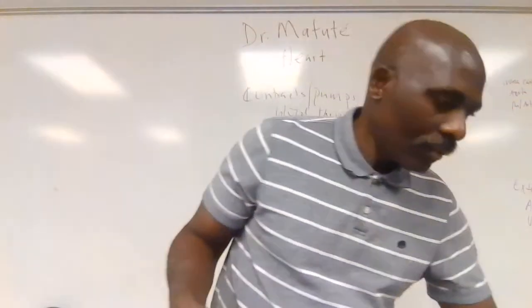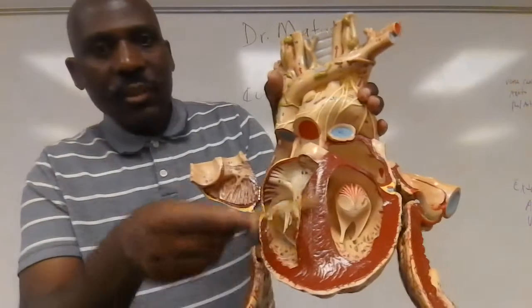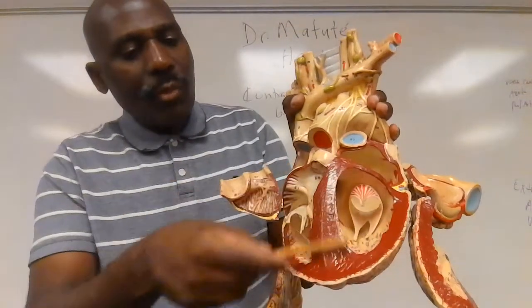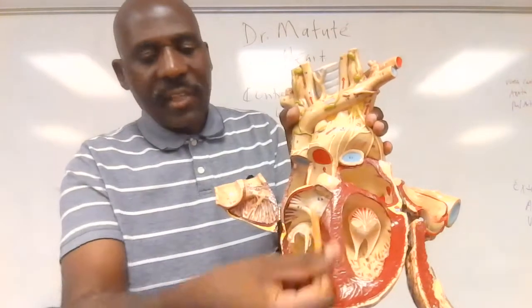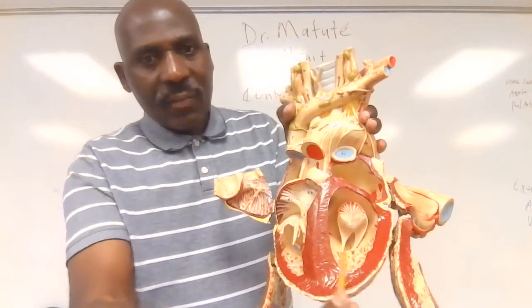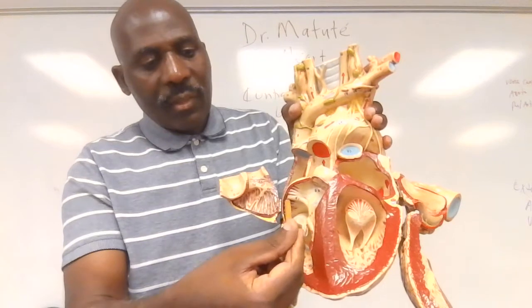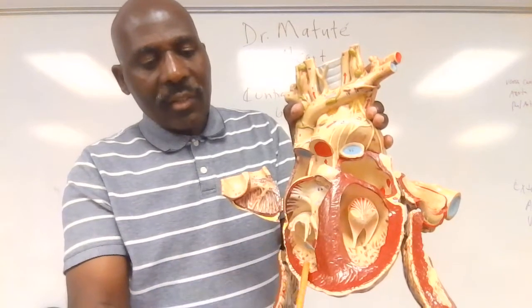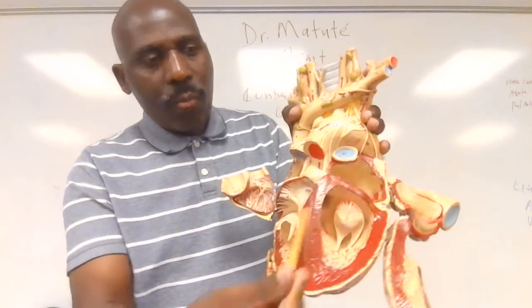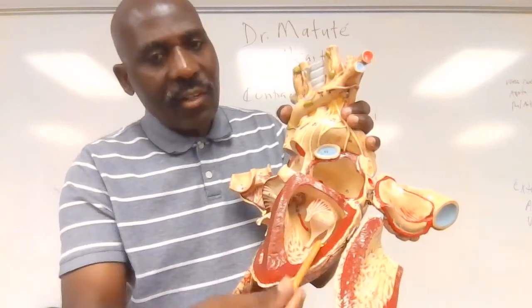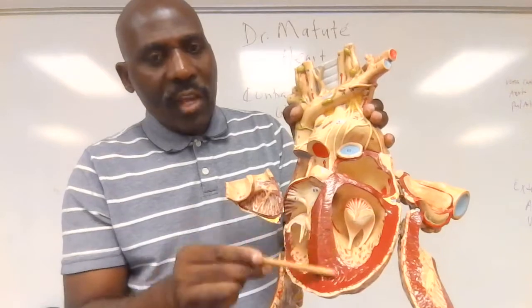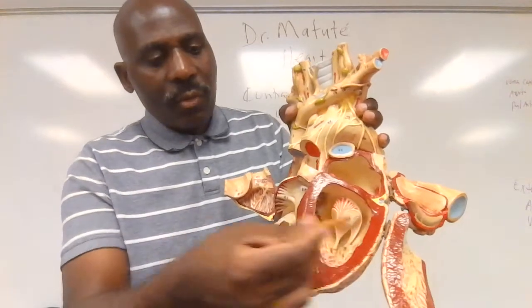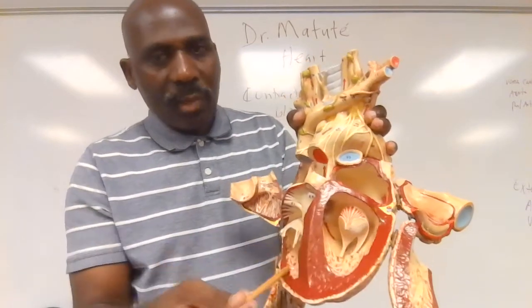Septum. This is the septum over here. The septum divides the heart into left half and right half. So this is the right half of the heart, and that's the left half of the heart. The right side of the heart carries oxygen-poor blood. The left side carries oxygen-rich blood. So the septum is there to ensure that oxygen-rich blood and oxygen-poor blood do not mix.